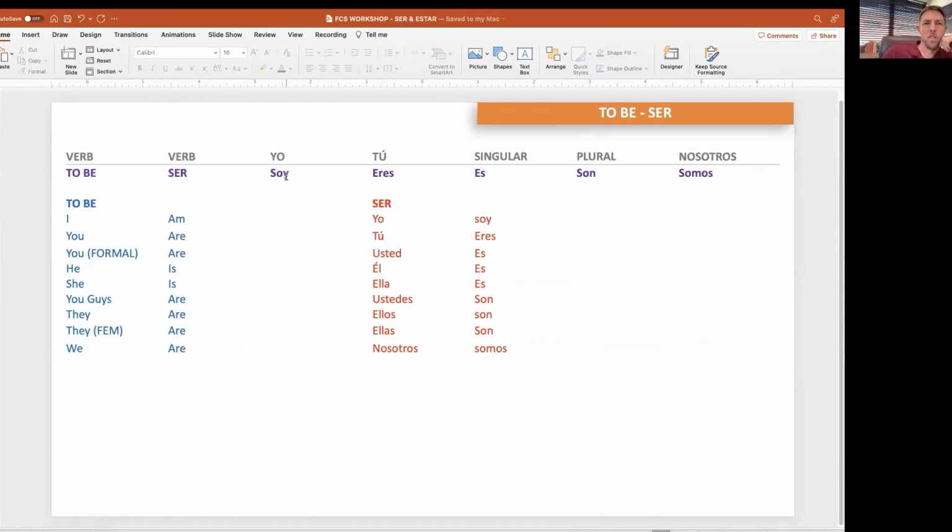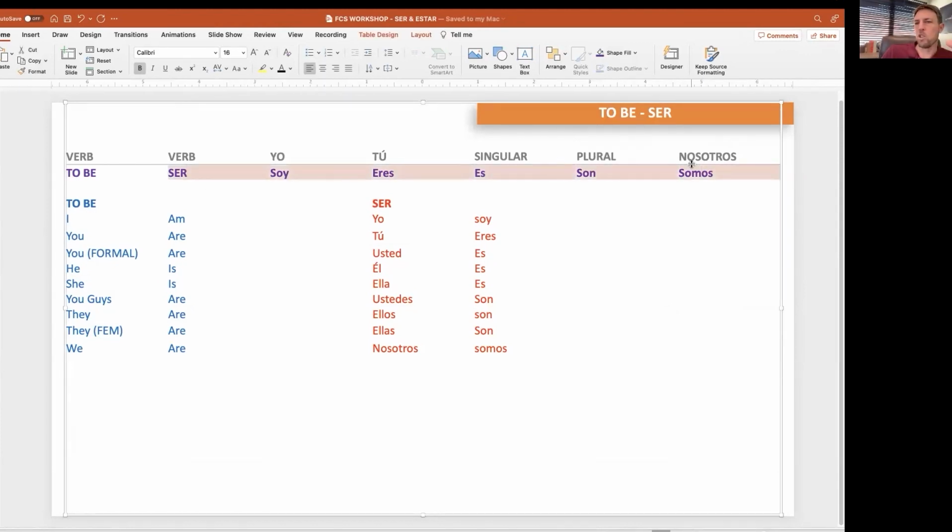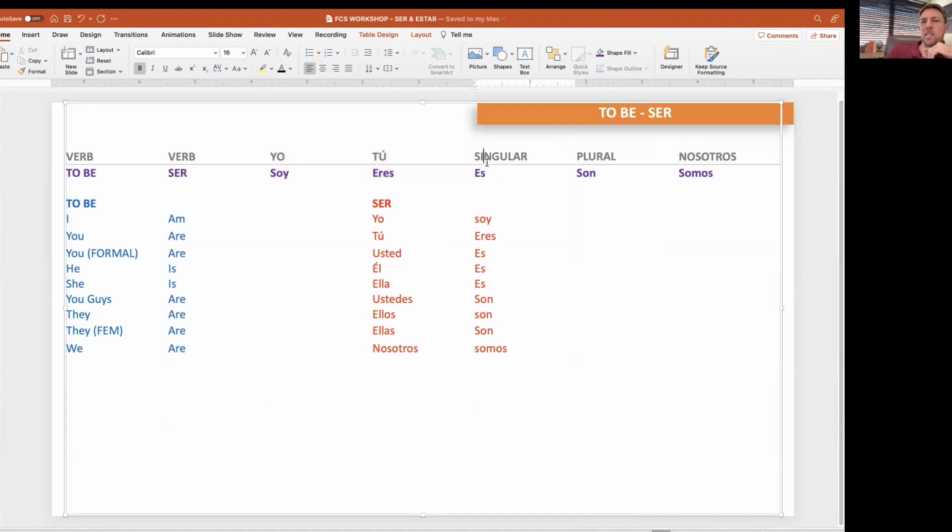Ser is an irregular verb, so it doesn't follow any rules. You just have to memorize it. I am, yo soy. You are, tú eres. My friend is, mi amigo es, singular. My friends are, mis amigos son. And we are, nosotros somos. Okay. Cool. All right.